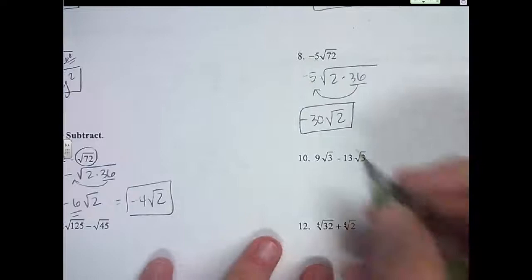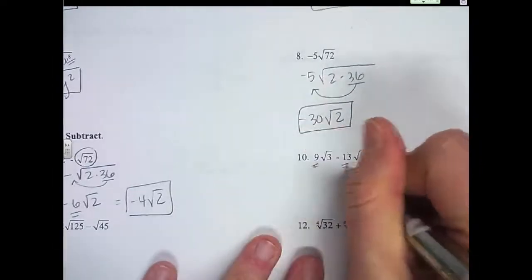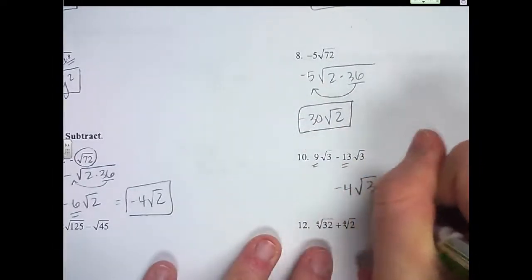Number 10, the radicals are already the same. So I'm just going to do 9 minus 13, negative 4 square root 3.